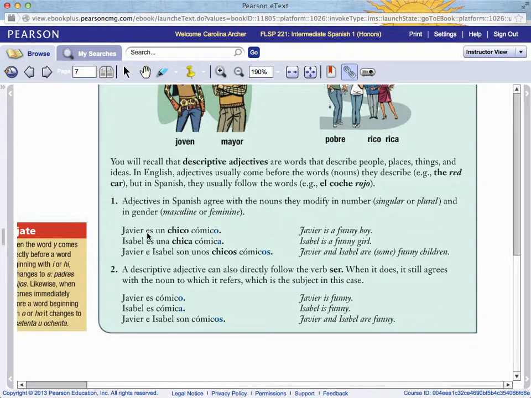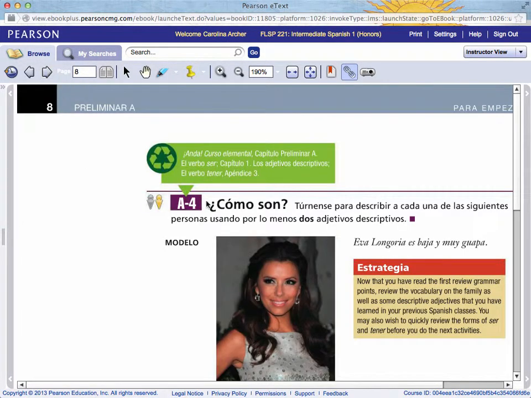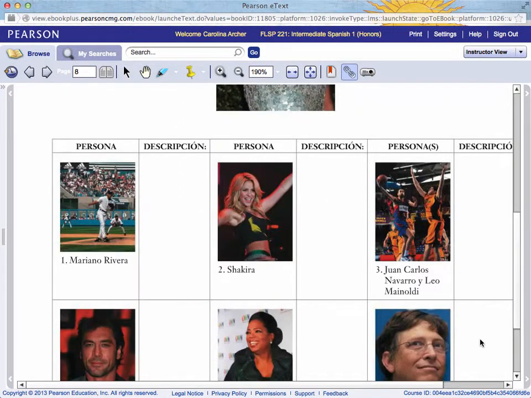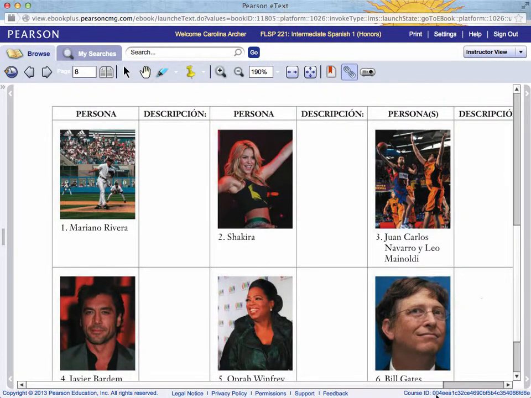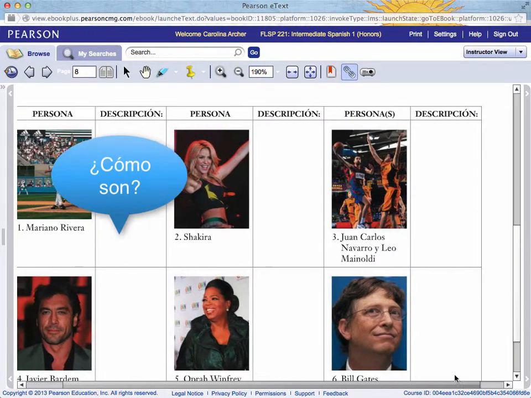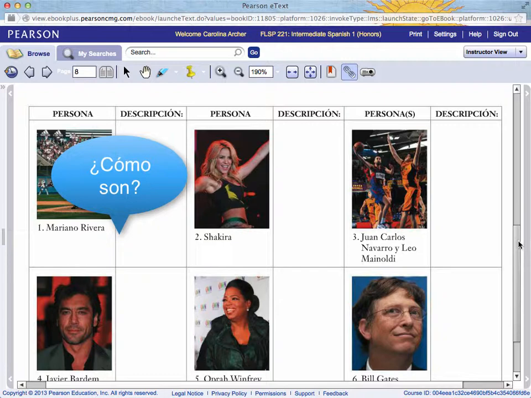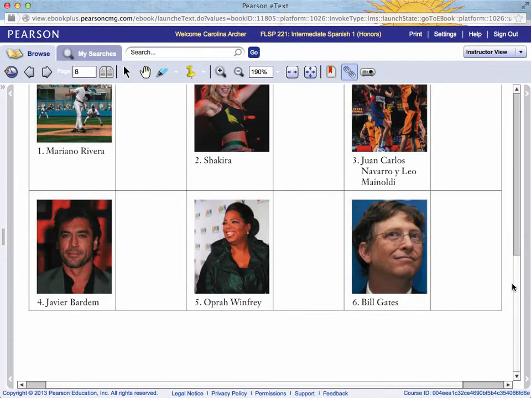¿Sí? Muy bien. Continuamos en la página 8 and do some of these activities. You have some pictures here of different people. Mariano Rivera, Shakira, Juan Carlos Navarro, Leo Messi. These are famous people. Okay, so you can practice how to describe them with different adjectives, taking into consideration the gender and how many people there are. In this case, there's more than one, so you're going to have to use plural adjectives. Okay. Muy bien. Here are some more activities.